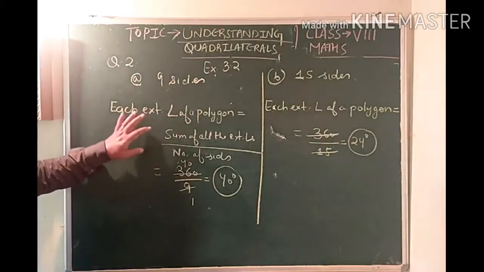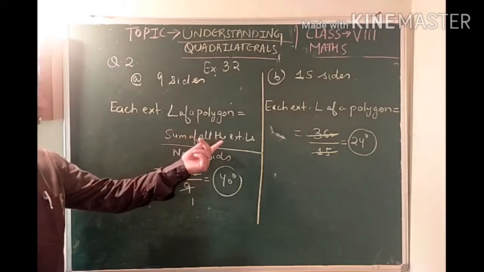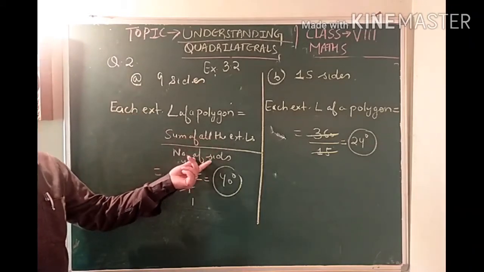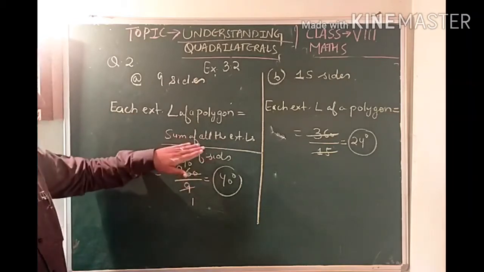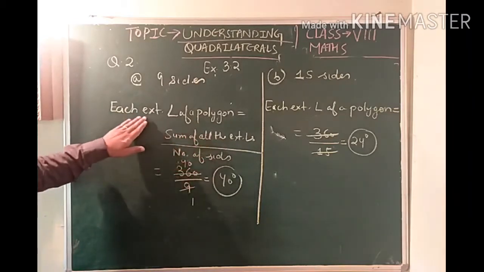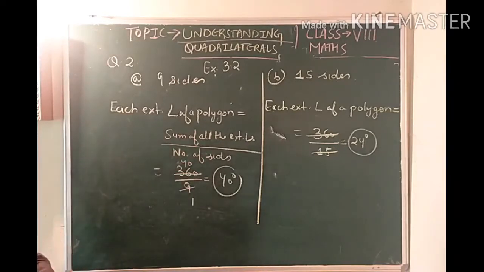So children, you will remember always, if we find each exterior angle, we will divide the sum of all the exterior angles by the number of sides. Similarly, if we find the number of sides, we will divide the sum of all the exterior angles by each exterior angle of a polygon.